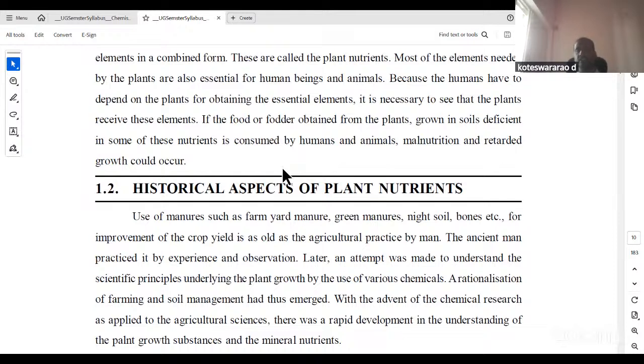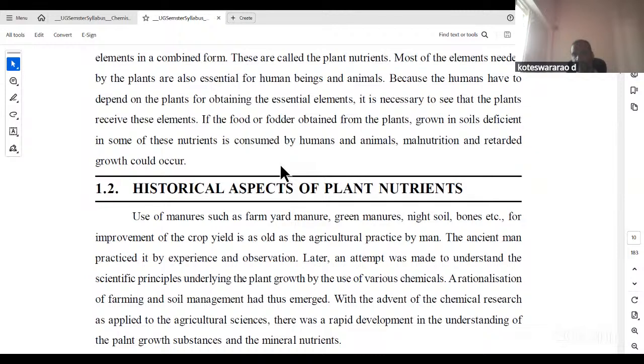All these things ancient man learned by practice. Based on practice over a long period of cultivating the farm field, he observed, and based on his observations, he applied some methods to overcome deficiencies. Based on his experience, he observed that these manures can correct the deficiencies observed in the soil. Later, an attempt was made to understand the scientific principles underlying plant growth by the use of various chemicals.